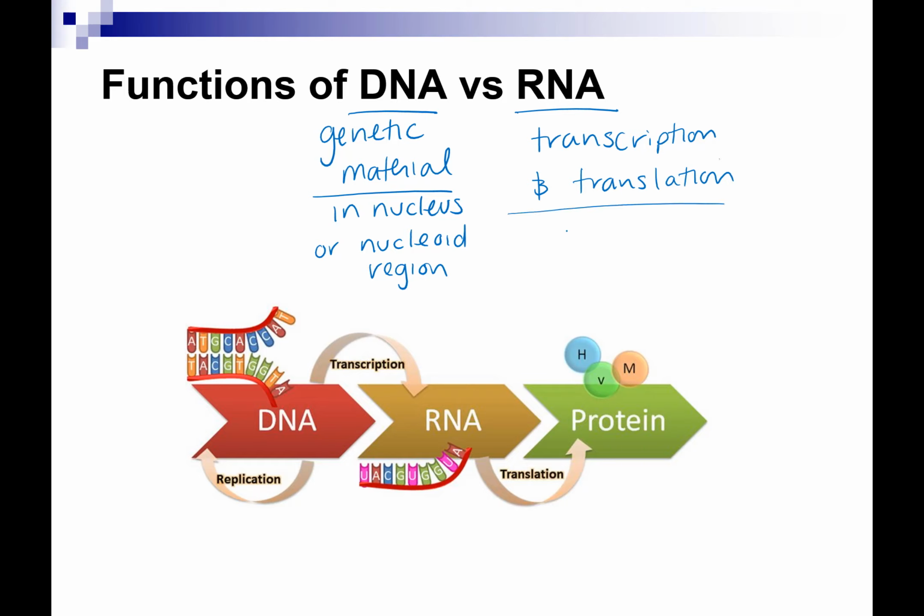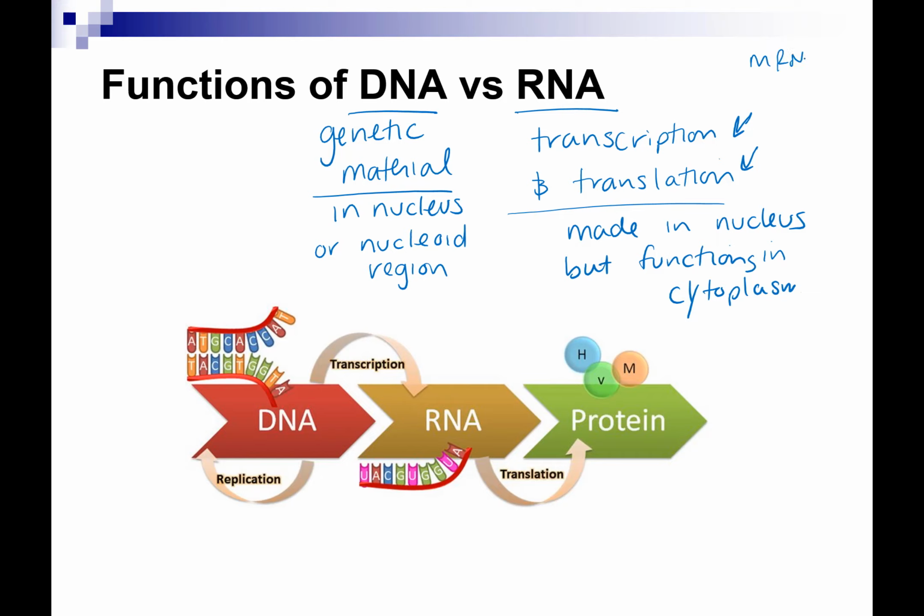In eukaryotes, RNA is made in the nucleus but functions in the cytoplasm. At least the type of RNAs we're talking about. Okay, so made in the nucleus, functions in the cytoplasm, and its function is in transcription and translation. And again, we're talking about mRNA, tRNA, and ribosomal RNA.